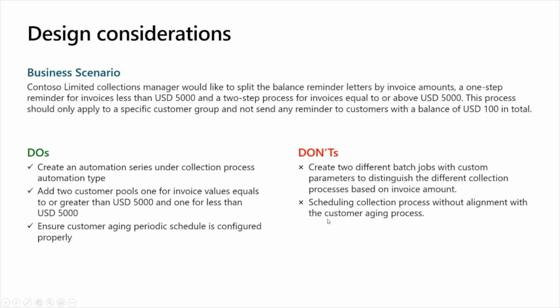And second is obviously having a collection process in place, but without alignment of the aging process. That will also not work, right? So with that, I conclude this one. And then I move forward to my next process, which is the vendor payment proposal process, right?